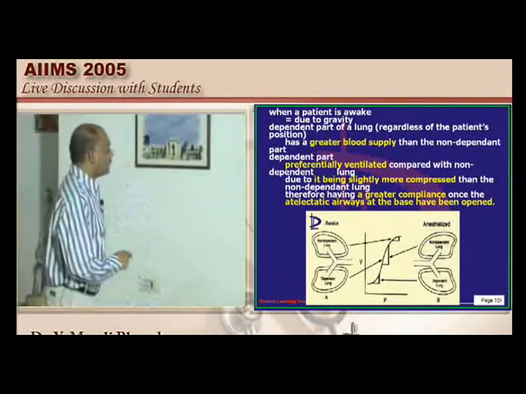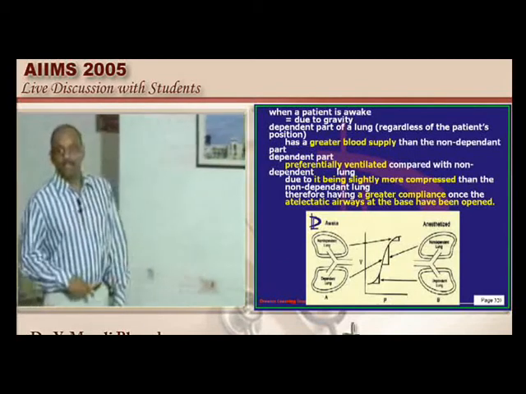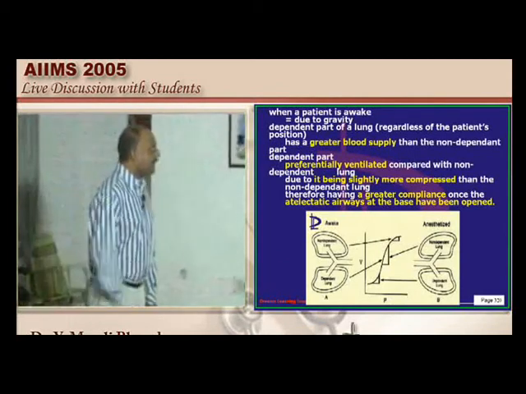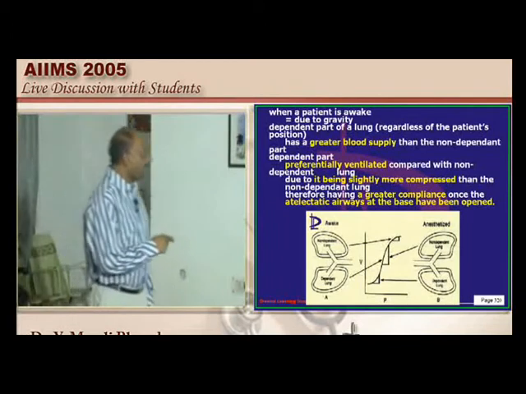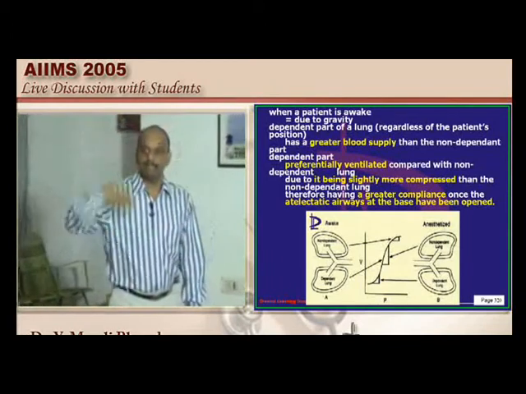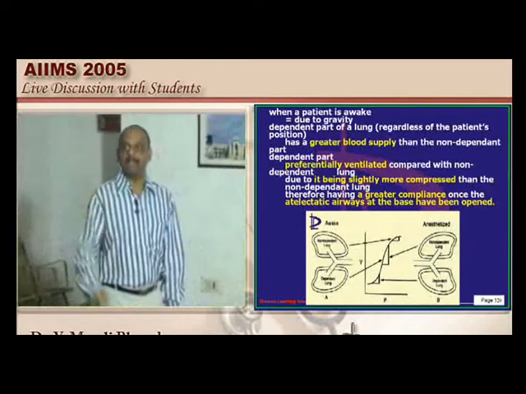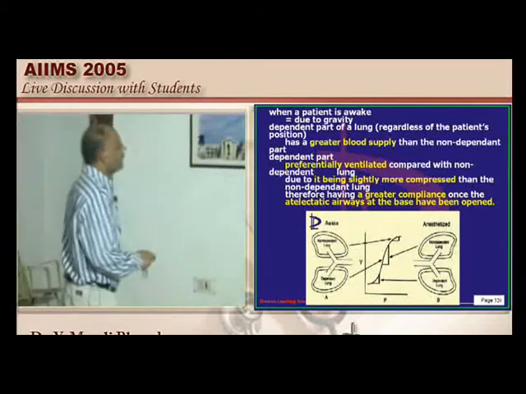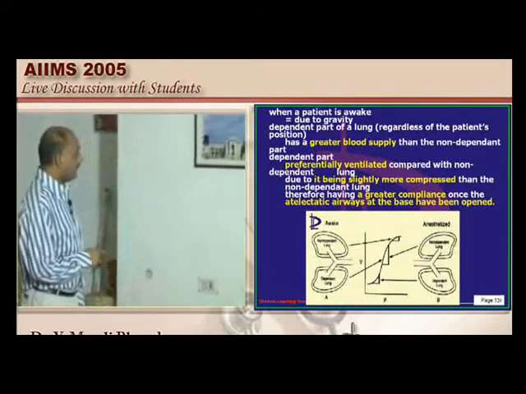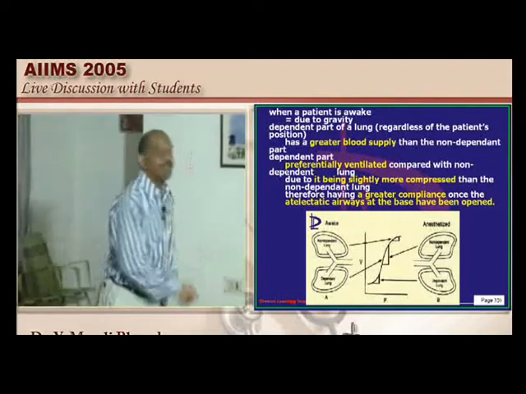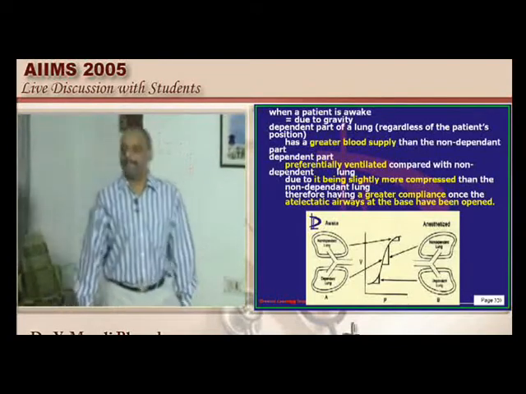So please remember, doctor, when the patient is awake, because of the gravity, the dependent part of the lung will have a greater blood supply than the non-dependent part. That is, the lower part of the lung will have greater blood supply. One more important thing is, the dependent part also will be preferentially ventilated than the non-dependent part.